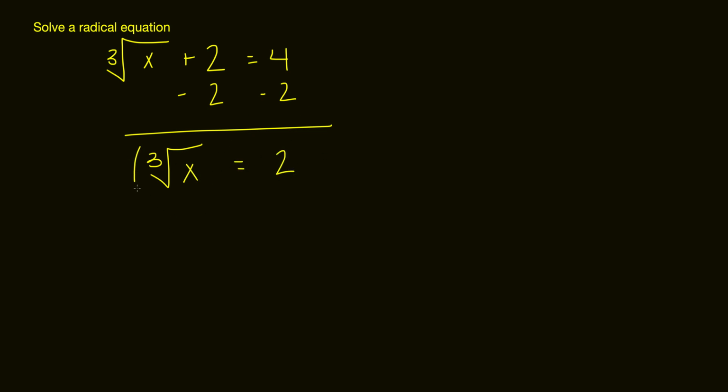Again, what I do to one side, I have to do to the other. So the thing that I'm going to do to the left is I'm going to cube it so that I can eliminate this cubed root. So now we're left with x equals 2 cubed, or x equals 8. So the solution to my problem here is 8.